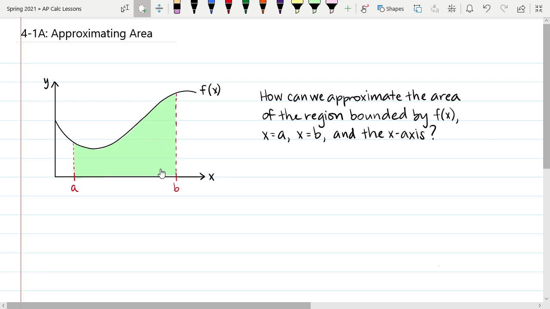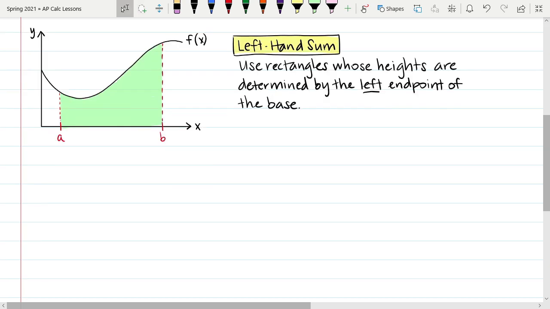All right, so there are going to be 4 different methods for approximating this area. 3 of them are going to involve rectangles. One of them is going to involve trapezoids. So let's take a look at those. The first of these 4 approximation methods is what's called a left-hand sum.